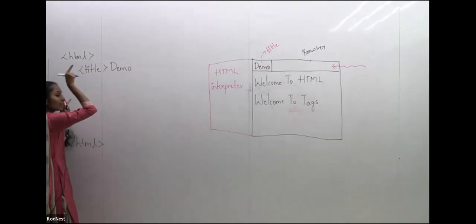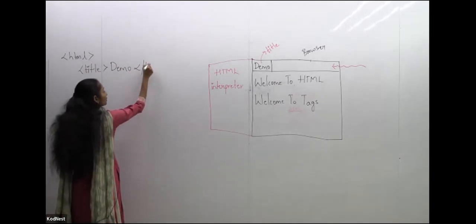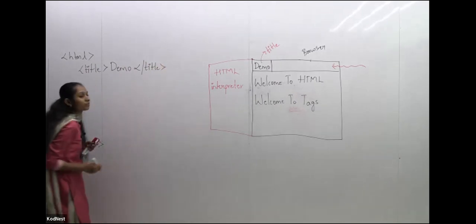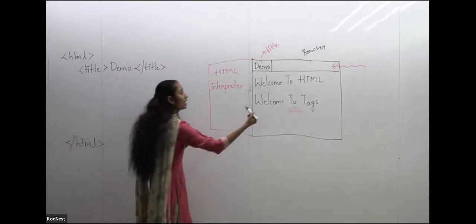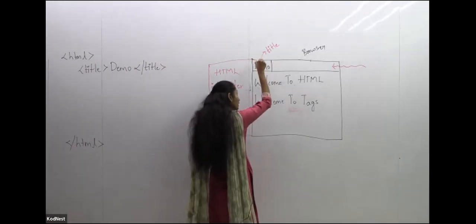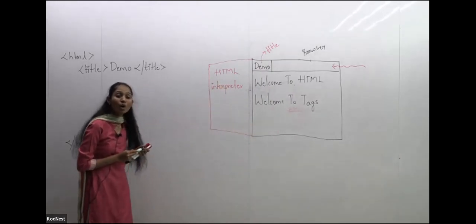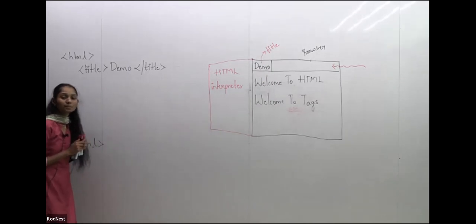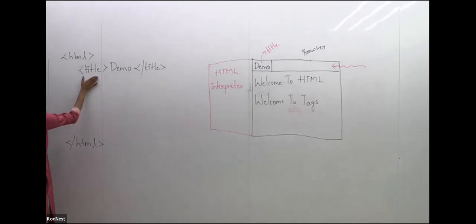And this title tag is a paired tag. So once you open it, you have to close it. So as you have seen here, first I want that title to be displayed. Okay, this is the title that I have. I displayed this title.